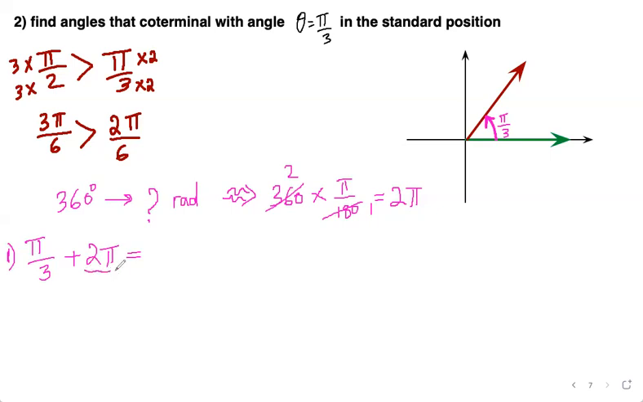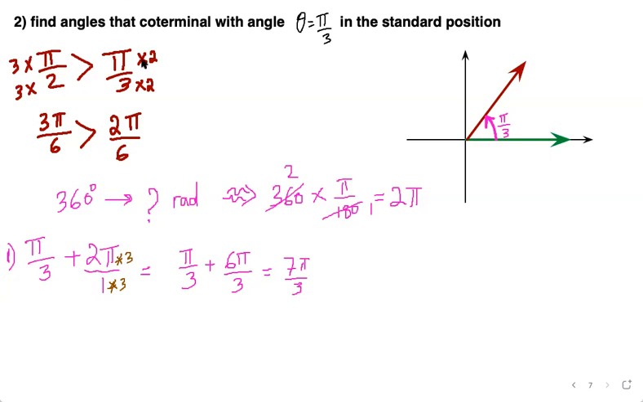So I have to make the denominators equal. Here it is over 1. So this means I should multiply both sides by 3. Now what will I get? So I have to multiply both sides by 3. This is equal to pi over 3 plus 6 pi over 3. And this is equal to 7 pi over 3.